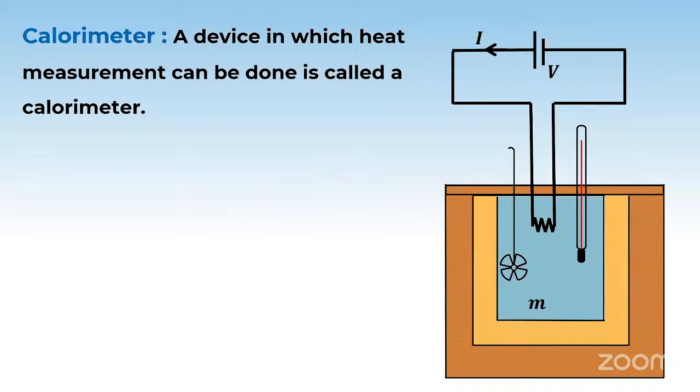Now where does the word calorimeter come from? Calorimeter is coming from the measurement of heat. So it is a device which can measure the heat. Okay? That is a calorimeter.